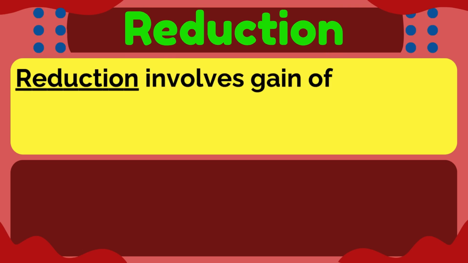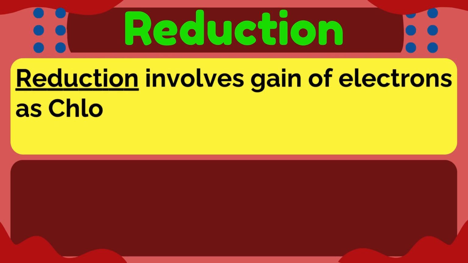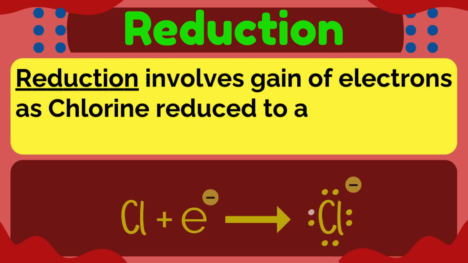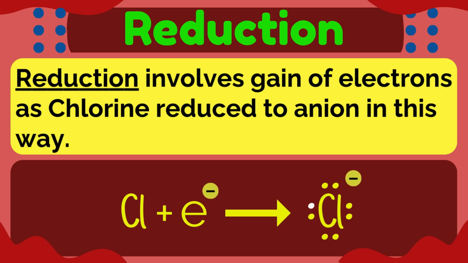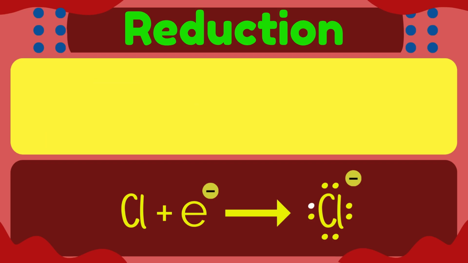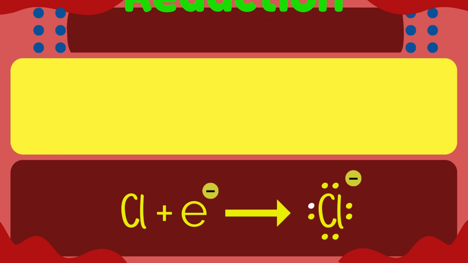The next one is reduction. Reduction involves gain of electrons. So a chlorine atom is reduced to an anion in this way. In the figure below you can see that chlorine after gaining one electron is converted to the chloride ion. So this process is the reduction of chlorine.